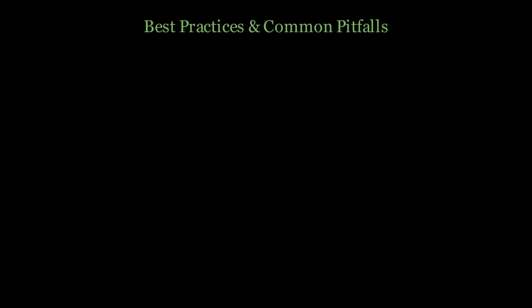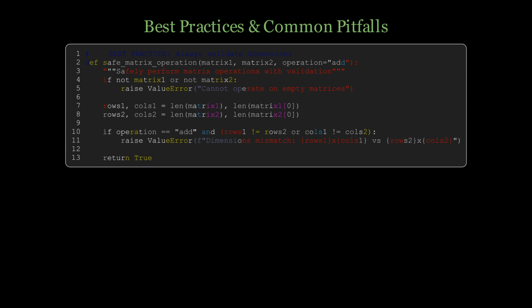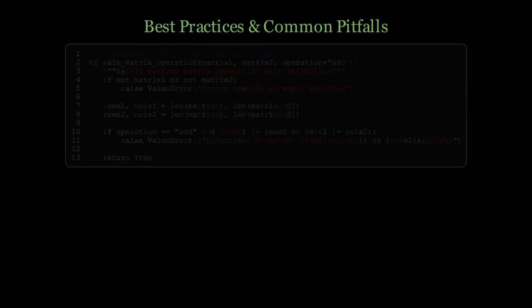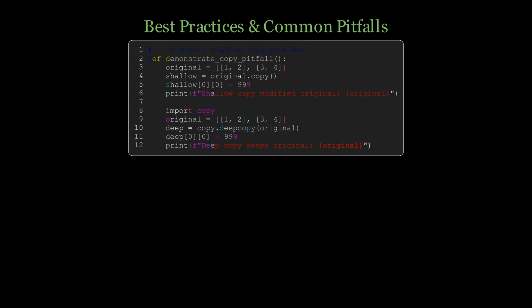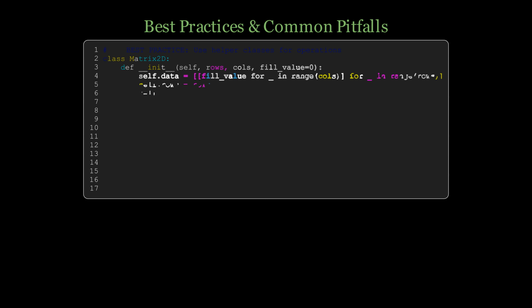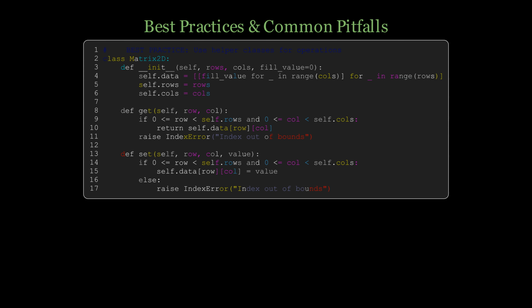Let's explore essential best practices and avoid common mistakes when working with nested data structures. Always validate matrix dimensions before performing operations. Check for empty matrices and ensure dimensions are compatible for the intended operation. Avoid shallow copies when working with nested lists. Use deep copy to prevent shared references. Encapsulate common matrix operations in a helper class to improve code reuse and safety.